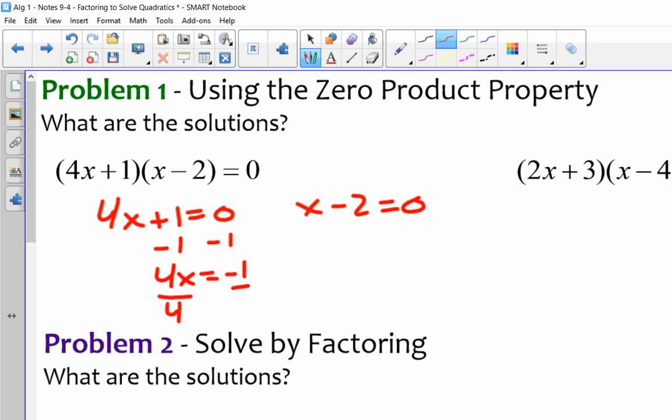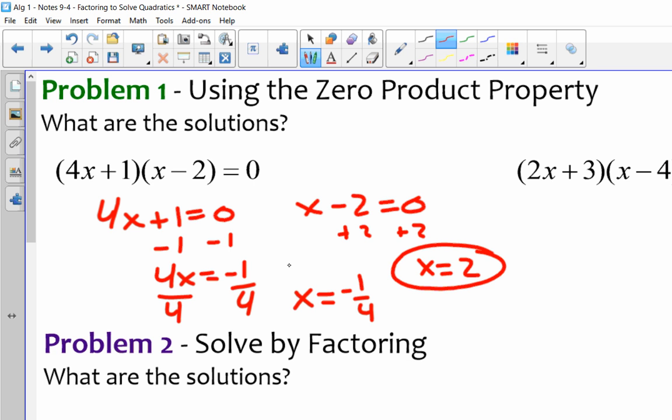A lot of these will end up being a fraction. You just need to understand that when you're dividing a smaller number by a bigger number, it's going to end up being a fraction. That even happens when you divide a bigger number by a smaller number, but it's always going to happen with a smaller by a bigger. Over on this one, I'm going to add 2 to both sides, and I'm going to get x is equal to 2. So I get my 2 roots, or zeros, or solutions.